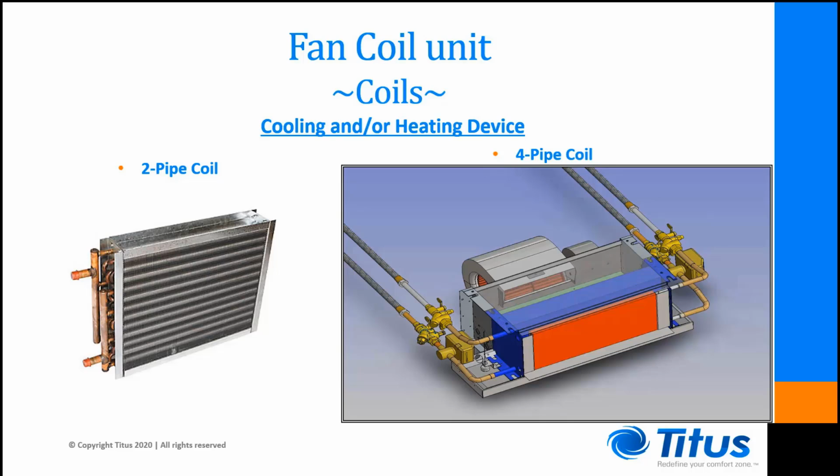In short, a two-pipe fan coil unit has one water coil inside of it, and a four-pipe fan coil unit has two water coils inside of it. A two-pipe fan coil unit can have hot or cold water inside of it, but not at the same time. Since a four-pipe fan coil unit has two water coils, it can have both hot and cold water inside of it at the same time.